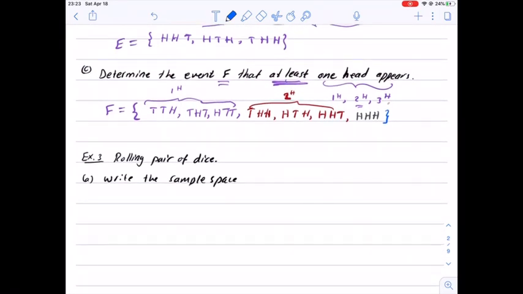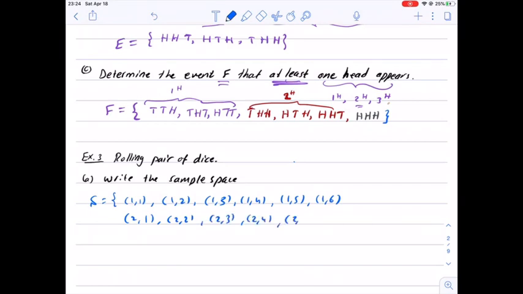Now another example, if we roll a pair of dice, we want to write the sample space. Pair of dice, that means we may get one on the first die and one on the second die, or 1, 2, 1 on the first and 2 on the second, 1 with 3, 1 with 4, 1 with 5, and the last one, 1 with 6, or 2 with 1, 2 with 2, 2, 3, 2, 4, 2, 5, 2, 6.